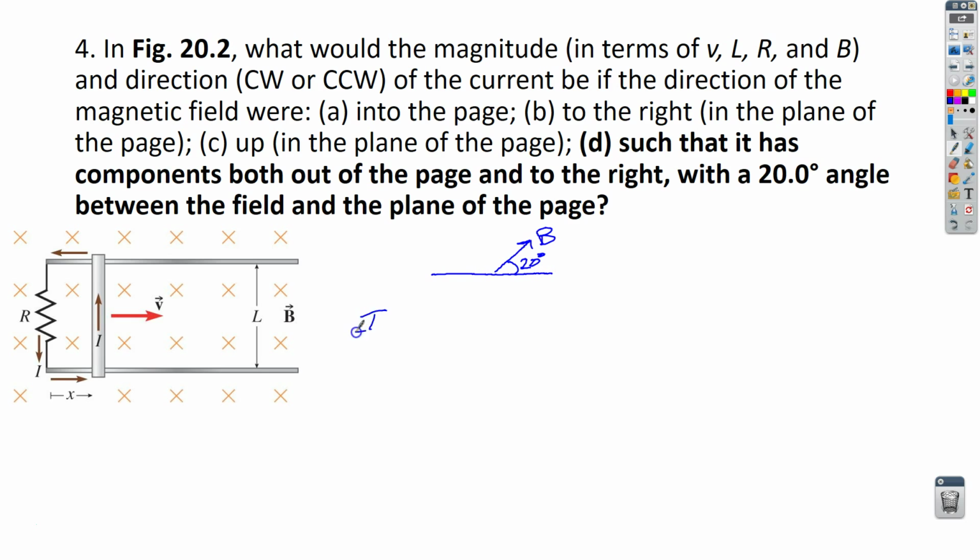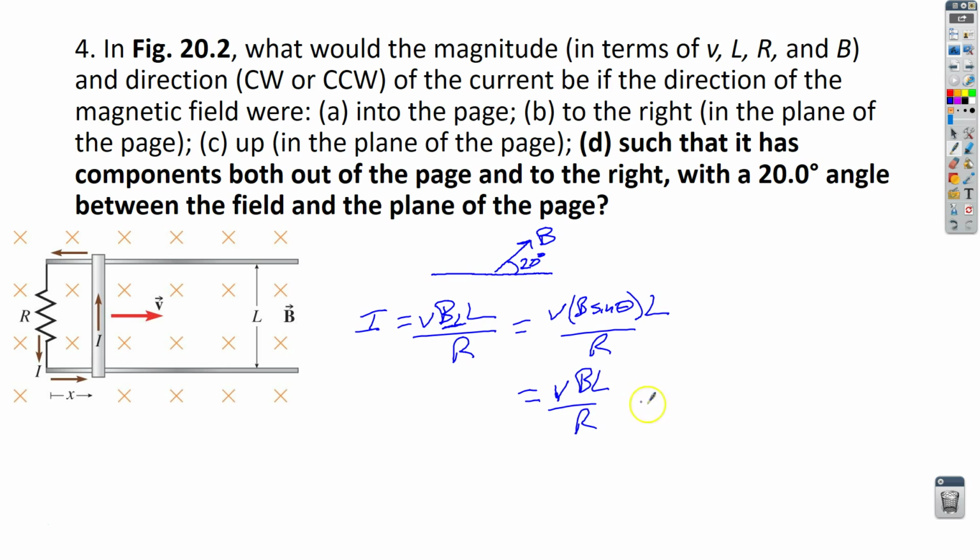And because of that, we're going to say that I is equal to VB L, and so this is B perpendicular to L all over R. So this is V times B times the sine of the angle times L all over R. So this is equal to VBL over R times the sine of 20 degrees. The sine of 20 degrees is 0.342, and that would be times VBL all over R. And that would be your magnitude.